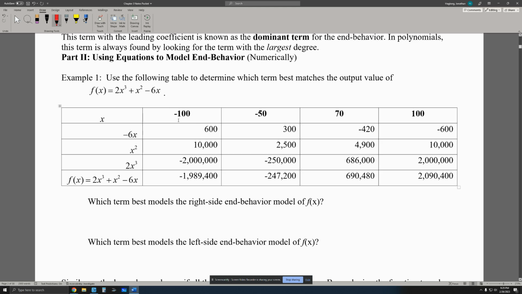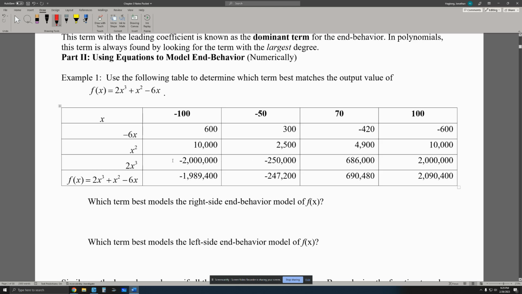So x squared, plugging in negative 100, we get 10,000. Negative 50, we get 2,500. Plug in 70, we get 4,900. And 100, we get 10,000. And then finally, that cubic term, 2x cubed, we get negative 2 million, negative 250,000, 686,000, and 2 million again.